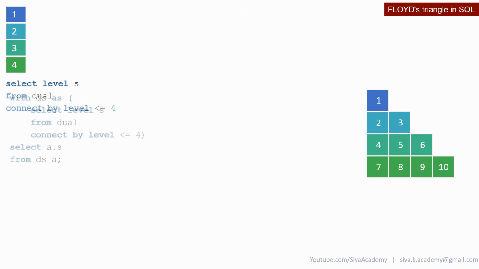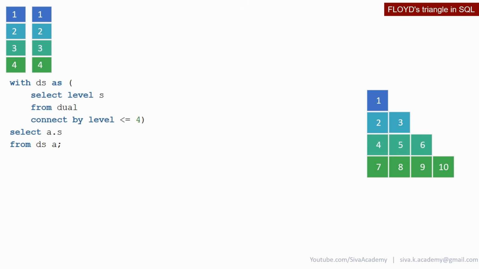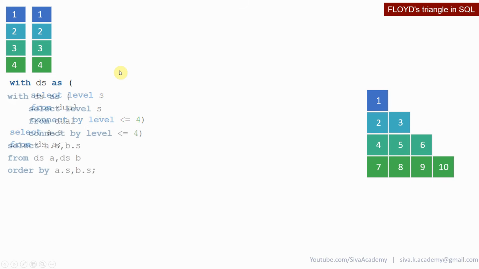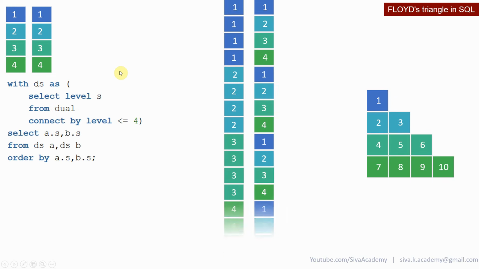What I'm going to do is take two copies of this same data, like 1, 2, 3, 4 and another copy like 1, 2, 3, 4. I'm just going to do a simple Cartesian product of these two. When we do a Cartesian product of two data sets which have 4 rows each, obviously we will get 16 records. So now we got the 16 records.